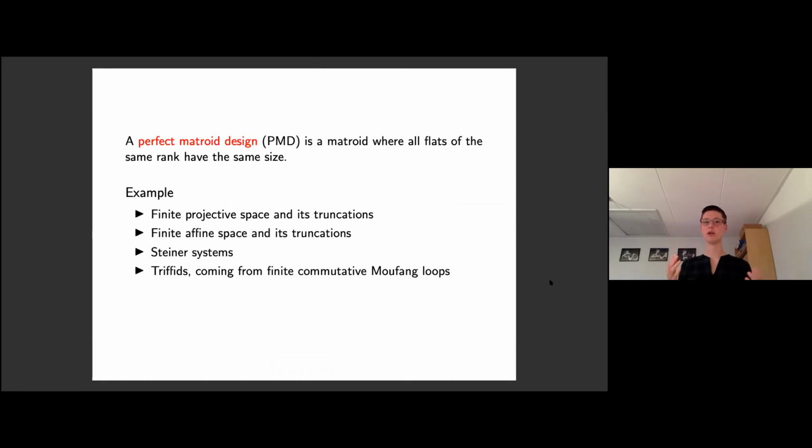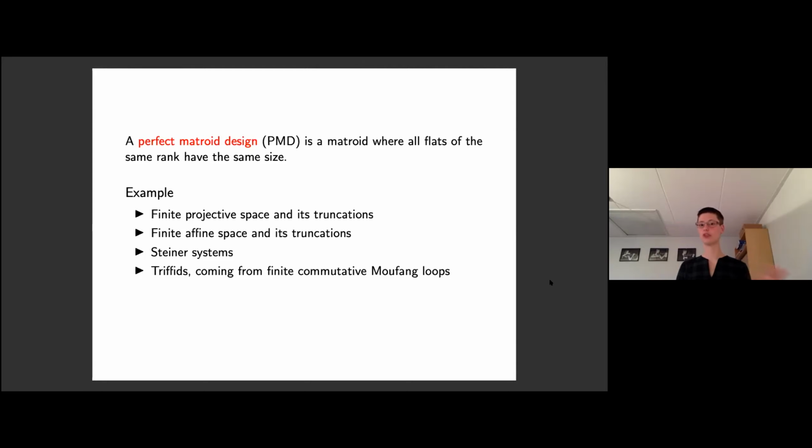First, we have the projective spaces, like the Fano plane we already saw. In fact, if you just take the flats in the geometry as the flats of the Matroid, then you get that all the flats have the same number of points on them. And if you truncate them, it will still be a perfect Matroid design. You get the same thing for affine spaces. You also get Steiner systems. So these are the designs I just talked about, but with this special property that every t-tuple was in exactly one of the blocks. And the fourth one, they are called triffics.